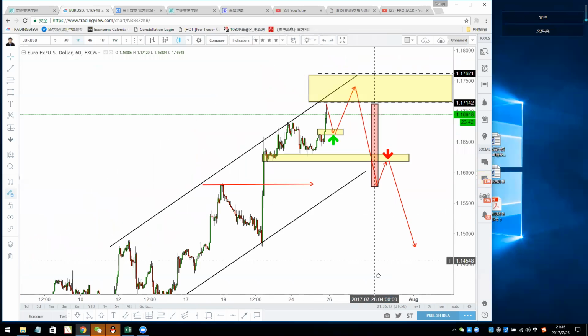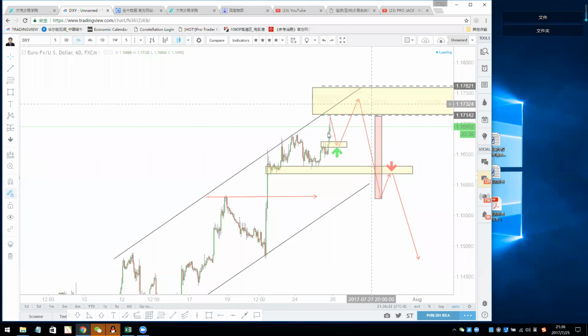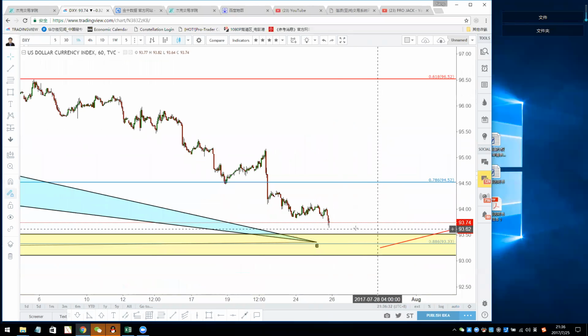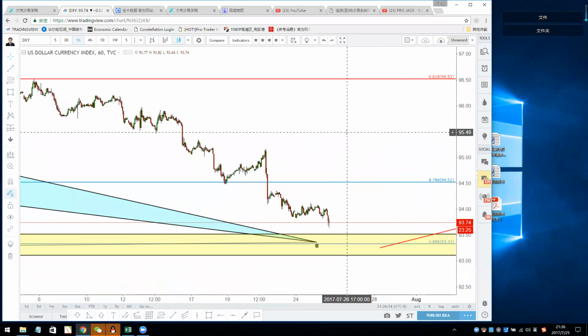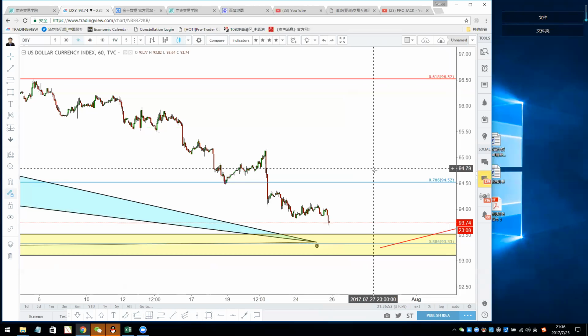Because when the euro reaches this area, the DXY, as I mentioned just now, may have a test of the previous structure of the 93.60 to 93.00 area, most likely touching 93.33. So you can combine these together. If the euro goes to 1.1760 and DXY drops to 93.33, find the chance to sell the euro or buy the dollar. That's very simple for the euro.